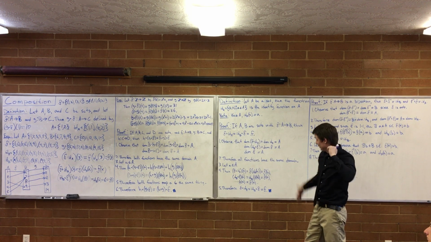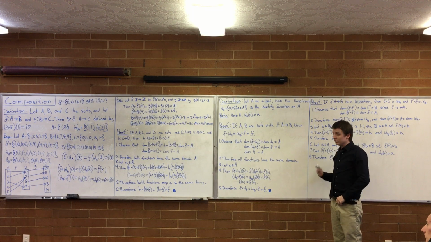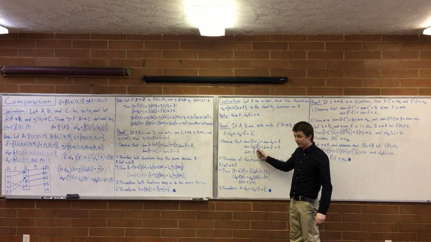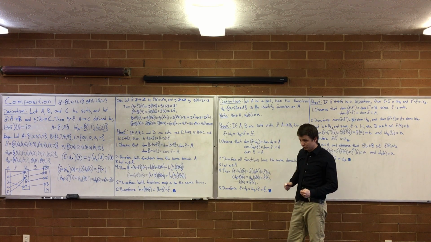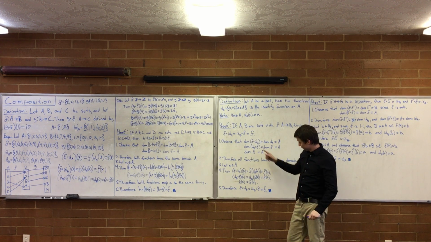Good? Yeah. And then the identity function just maps each element to itself. So the identity on A maps everything from A to A. The identity on B maps everything from B to B. I get that part, but how do you do the composition with F?